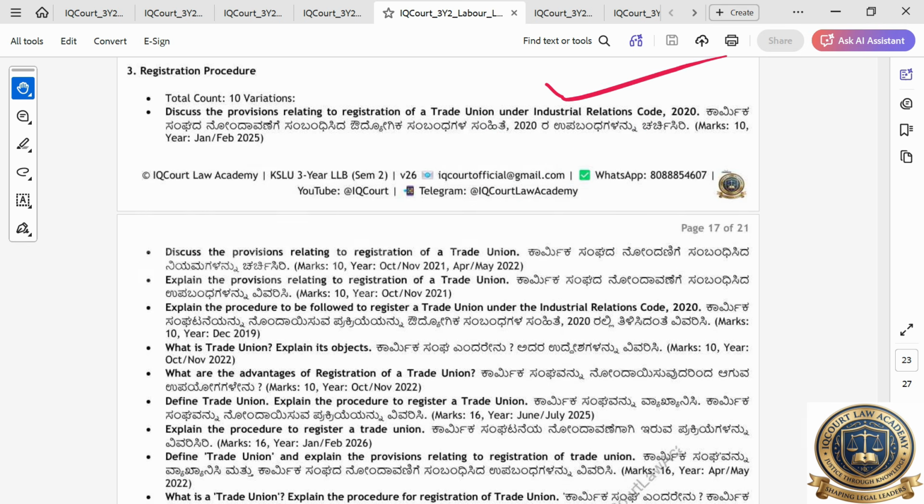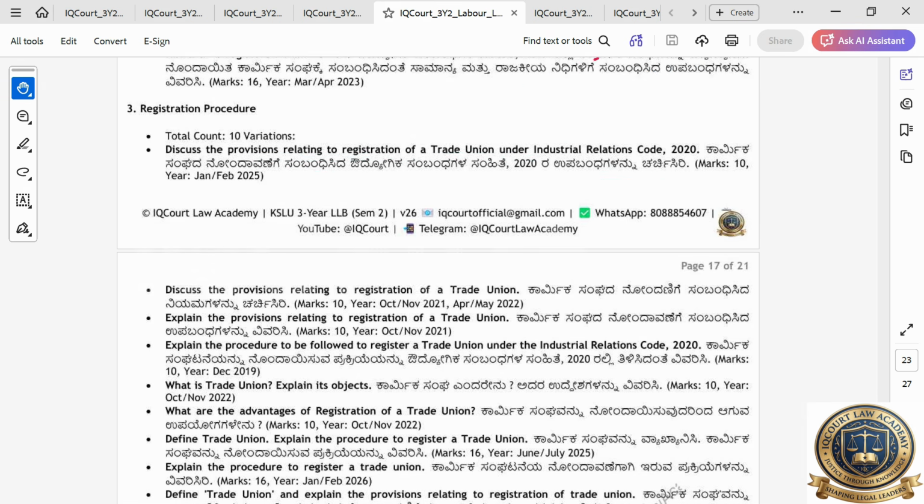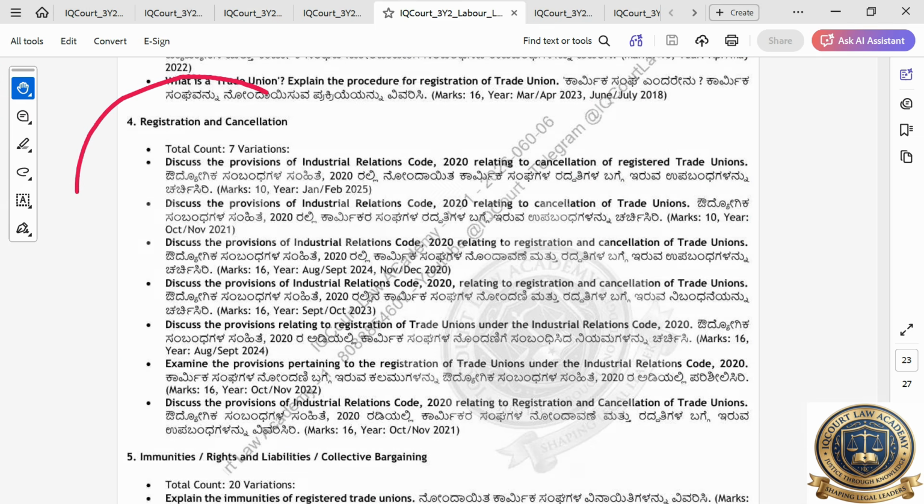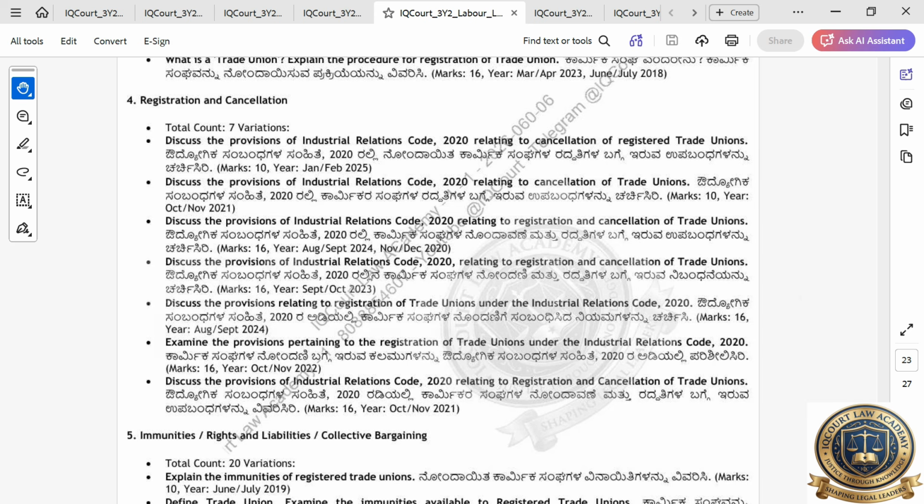Trade union registration. Discuss the provisions relating to registration of trade unions under Industrial Relations Code 2020. Very, very important. 200%, 300%, 400%, 500% important question. Related to registration of trade union. Very, very important. This is also registration cancellation of trade union. This is also a 500% important question. Very, very important. Registration, and this one, cancellation.